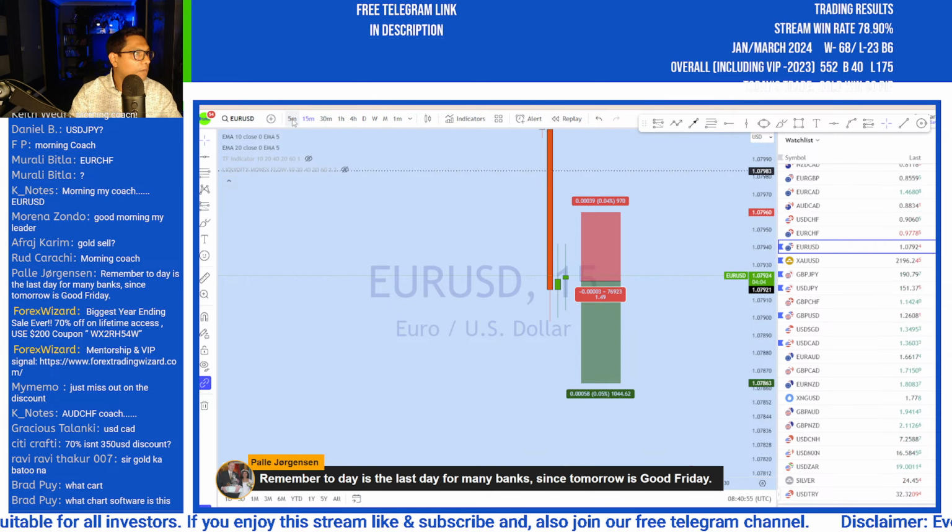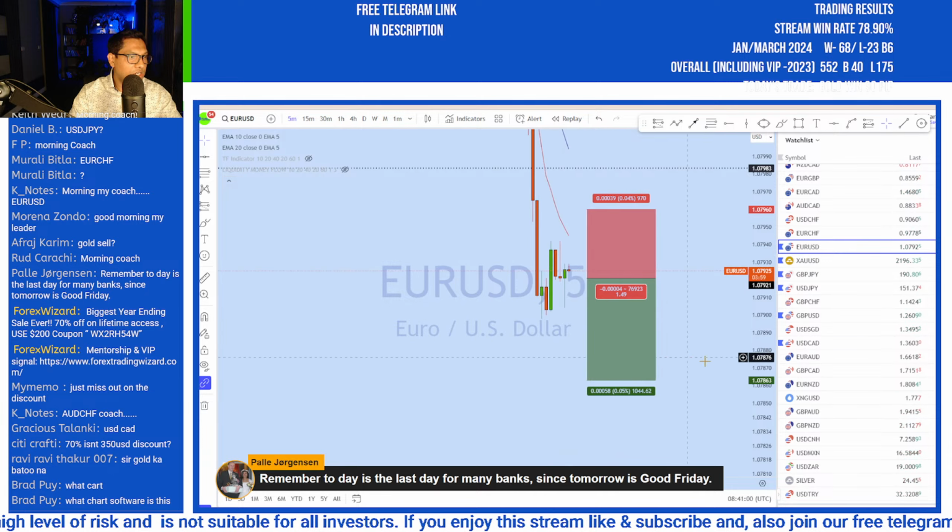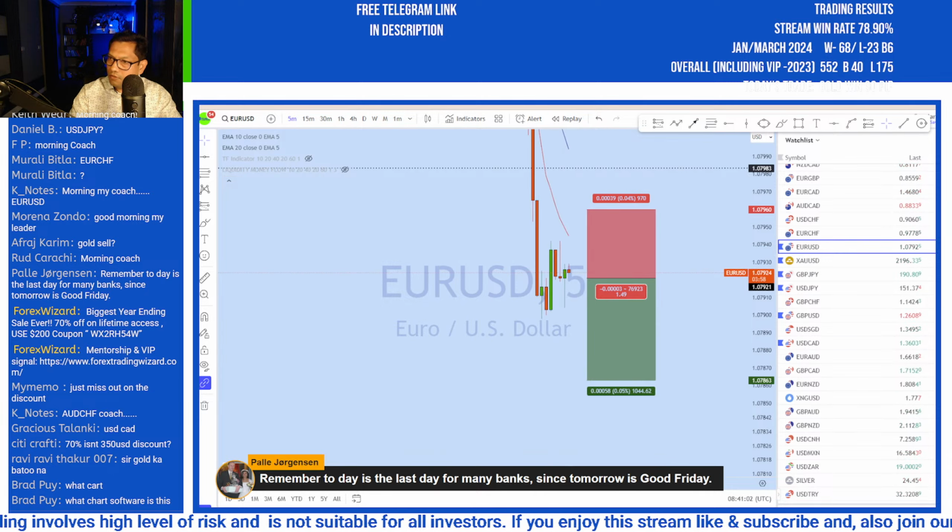Expecting it to return back. We can see a bit of rejection on this instrument.